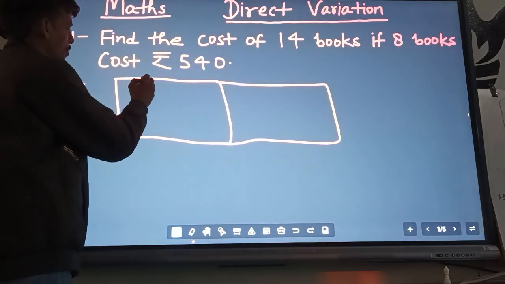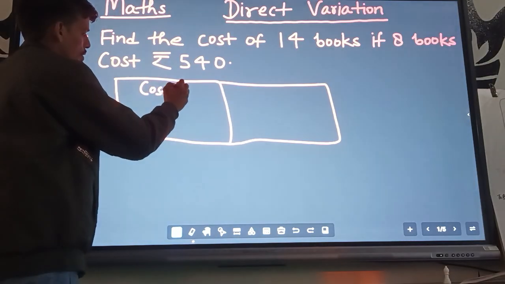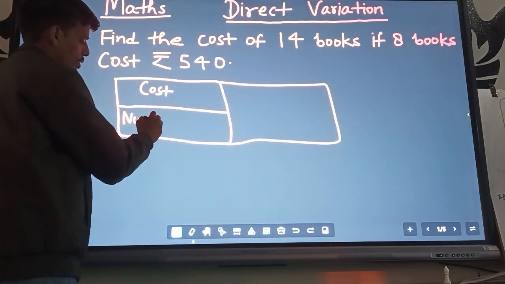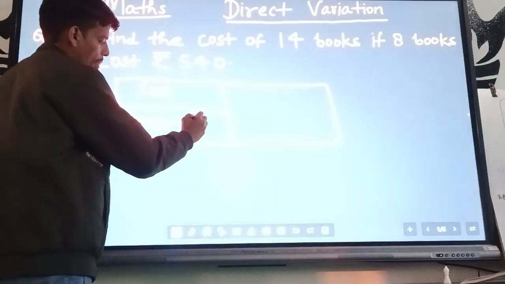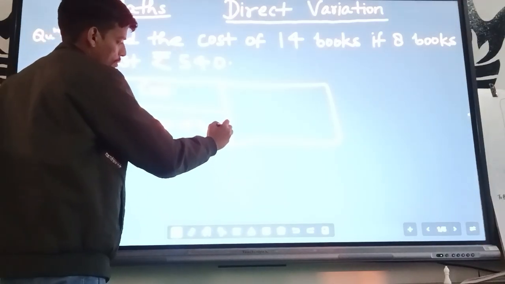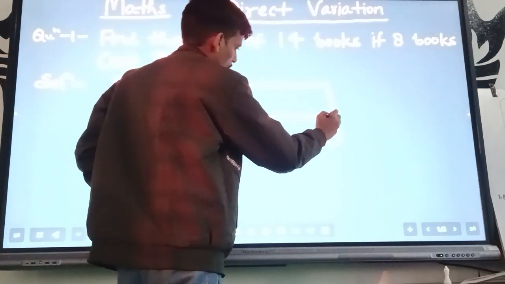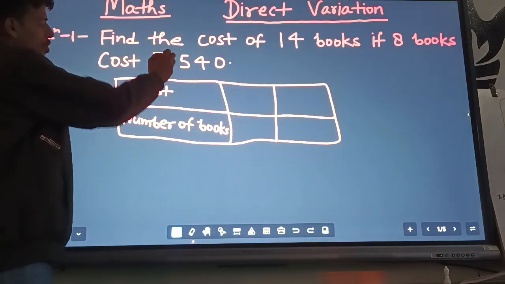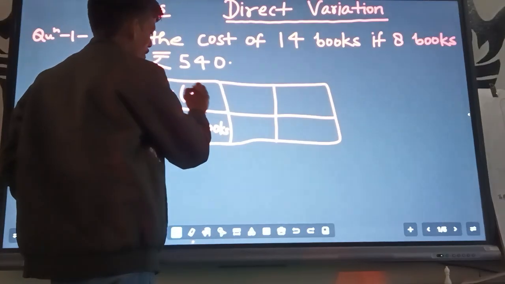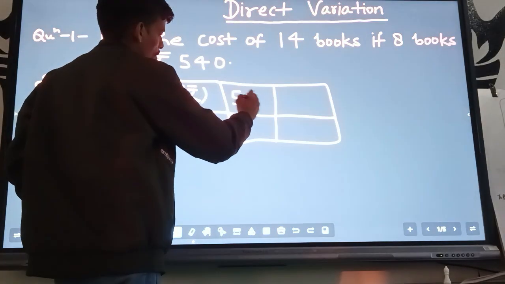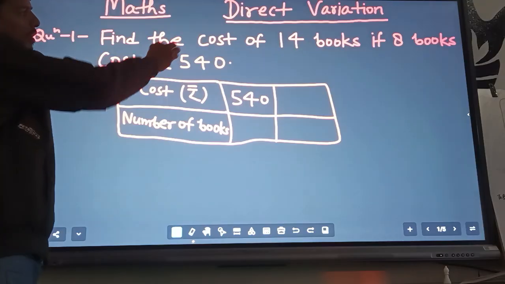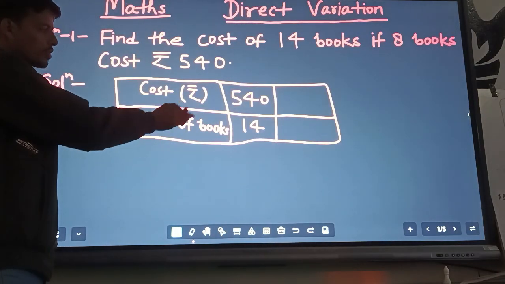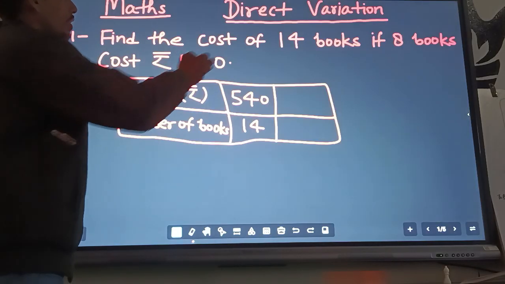Here we will write cost, and here we will write number of books. We will divide this in two parts. At first, the cost is rupees 540, and the number of books is 14. Means the cost of 14 books is rupees 540.